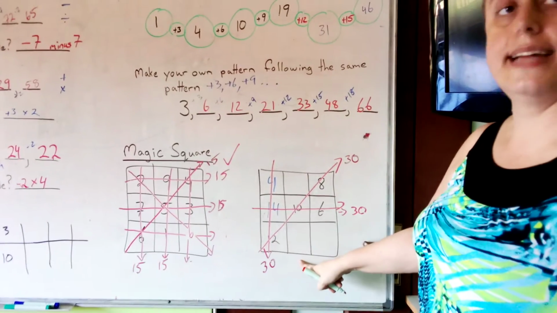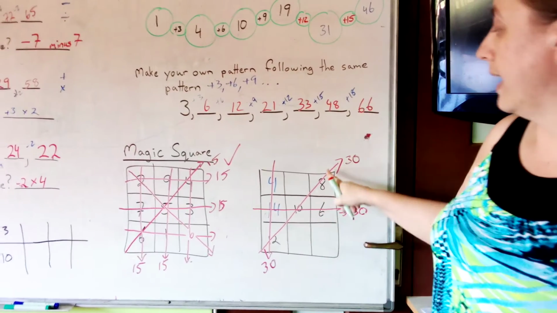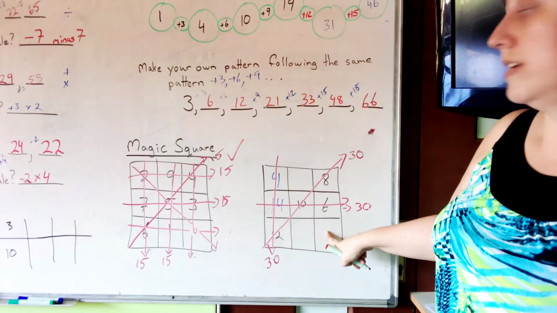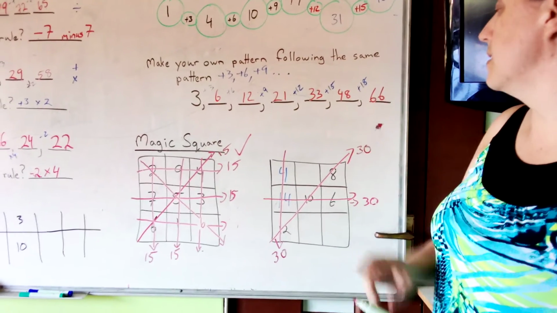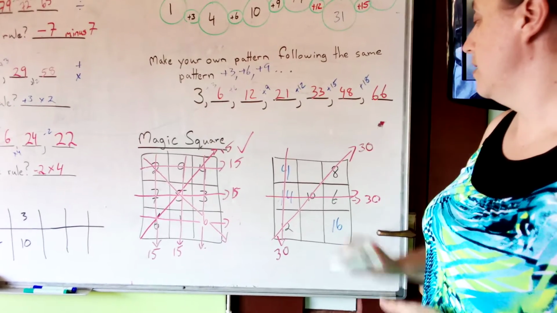This one, I can't solve. I'm missing two pieces of information. This one, I can solve. I'm only missing one piece of information. So 8 plus 6 is 14. 14 plus 16 equals 30.